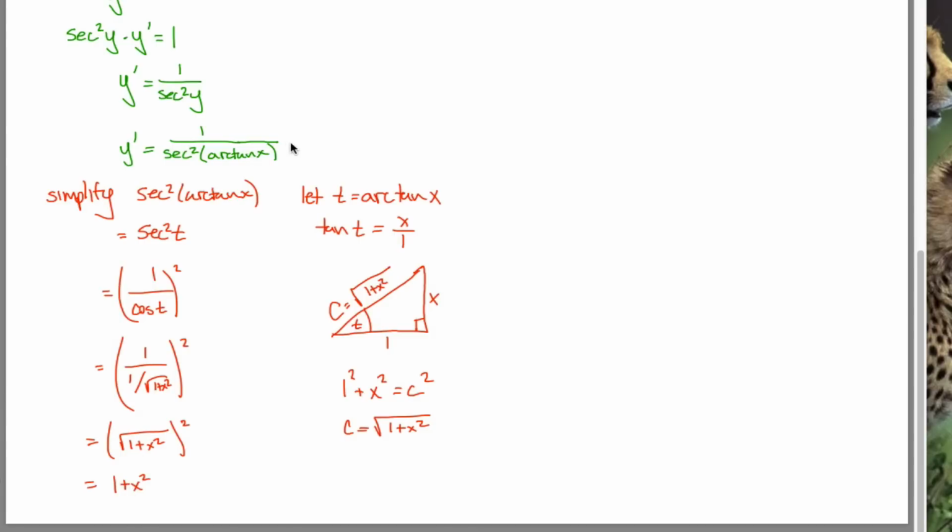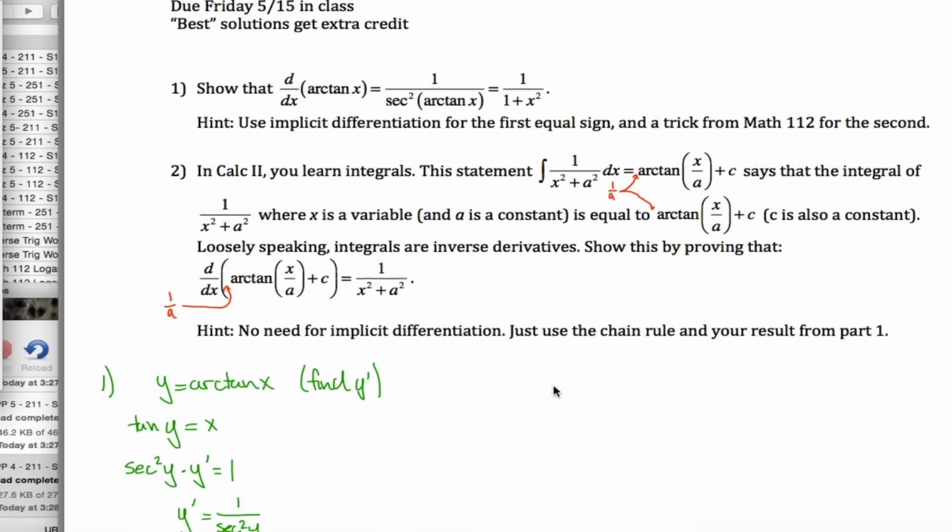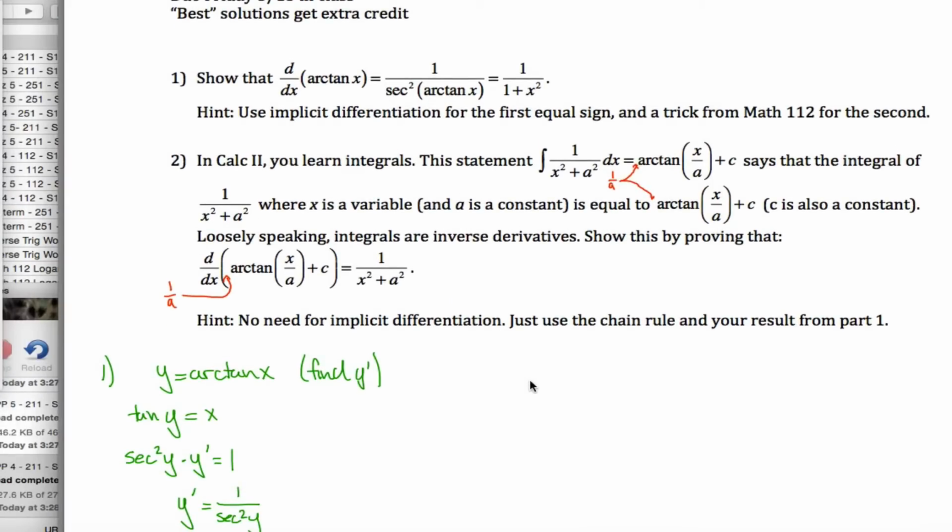So up here, when I said that y prime is 1 over secant squared of arctangent of x, I could have equivalently said it's 1 over, and then instead of writing this, write what this is equal to, 1 plus x squared. What I just did is proved this derivative. Done with part 1.